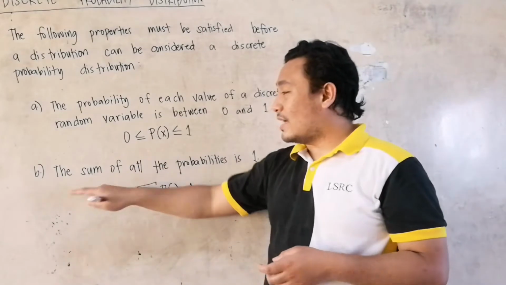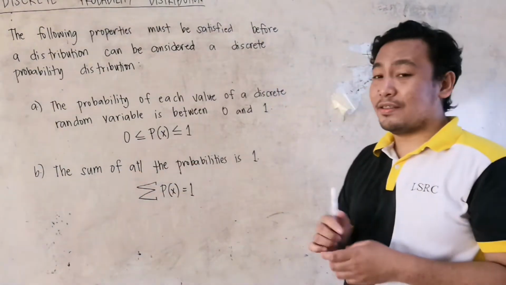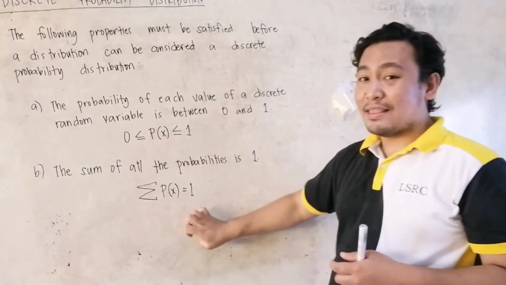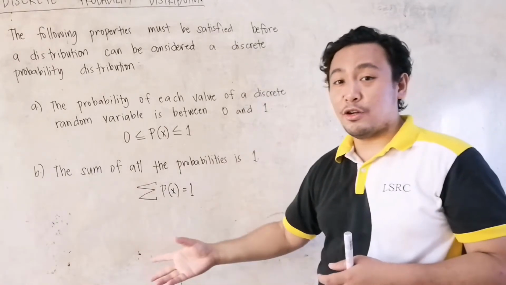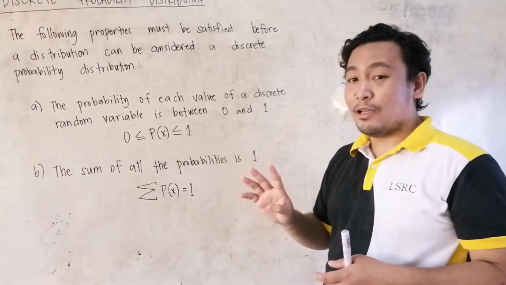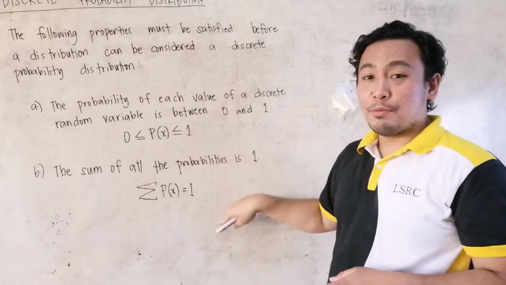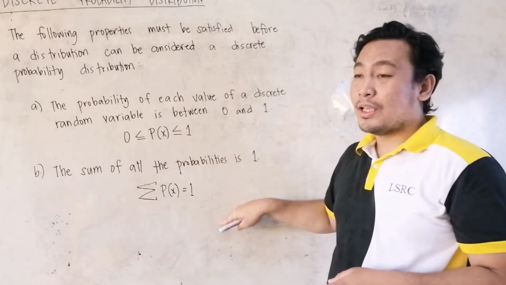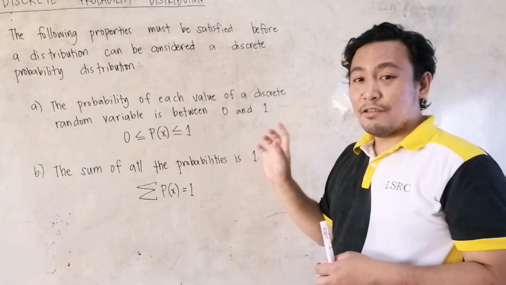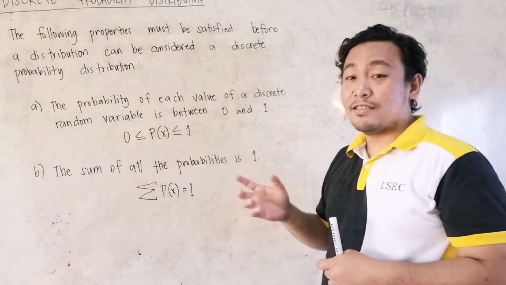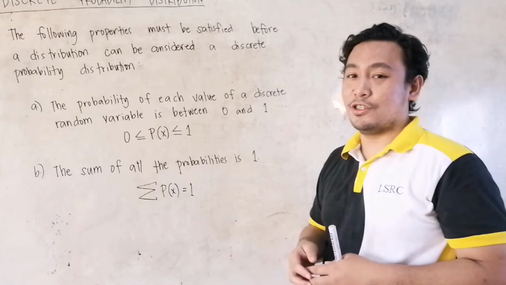And the second one is that the sum of all the probabilities is 1. So kapag pinag-add natin lahat ng probabilities, yung sa P of x natin, that should be equal to 1. So kapag nasatisfy yung dalawang properties na yan, then the given probability is a discrete probability distribution.